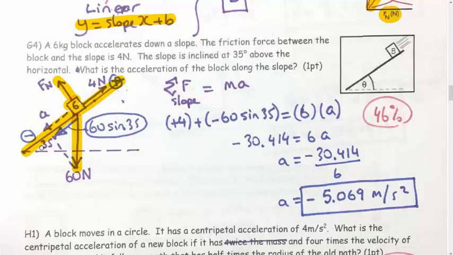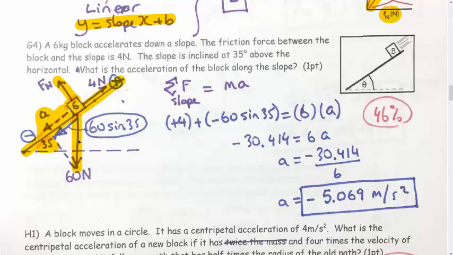I know the angle is 35, so I get myself set up with a good diagram. What is the acceleration of the block along the slope? So let's put our acceleration in. Our acceleration is along the slope. It's going to be down the slope, and it's going to be caused by the resultant of these two forces, the Fn and the 60.